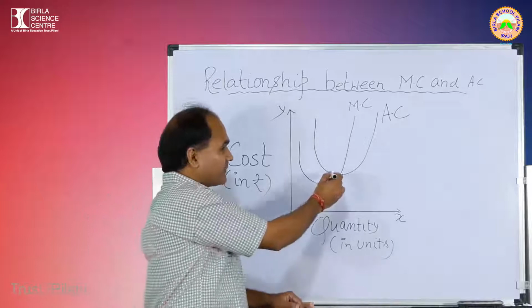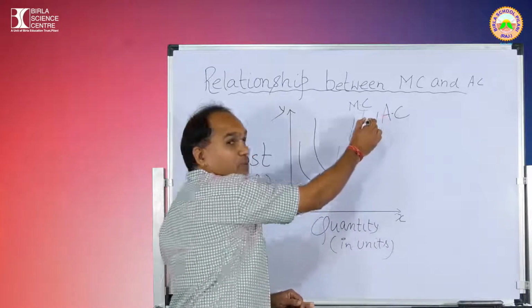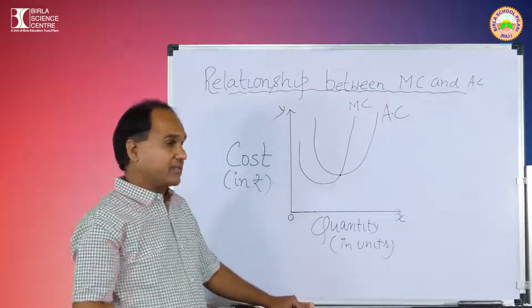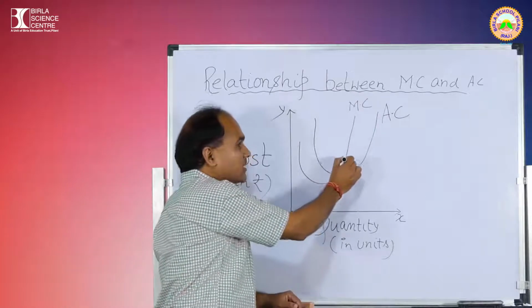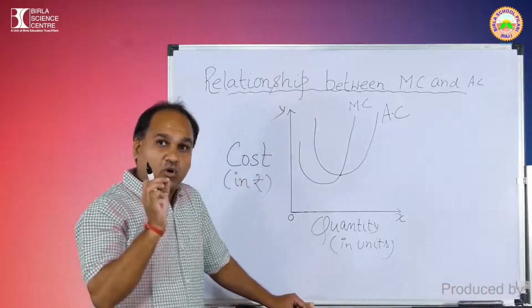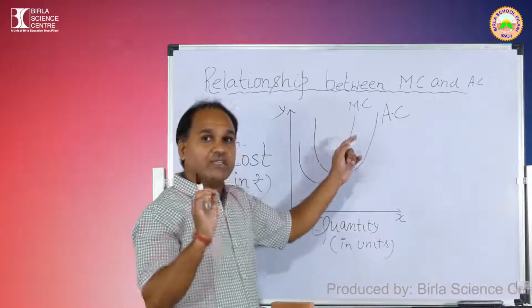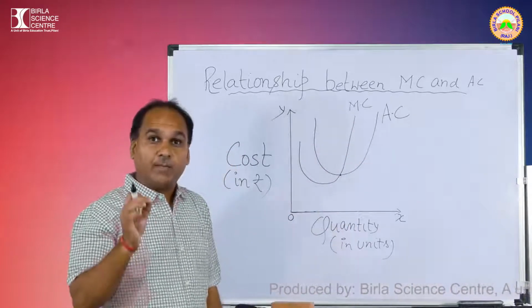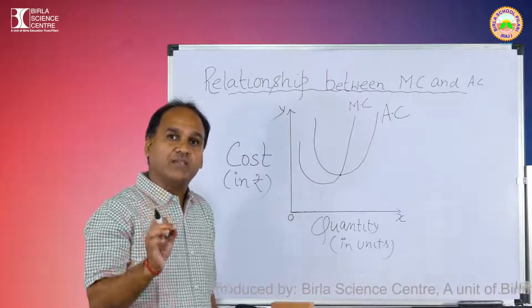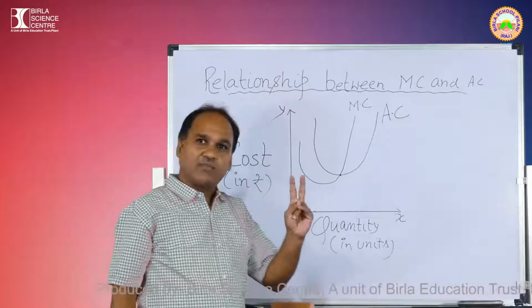Second, after this you see, when average cost is rising, going up, it is called increasing. Marginal cost is also rising. This is also going up. When average cost increases, then marginal cost also increases. But marginal cost will increase more than average cost. That is the relation number 2.